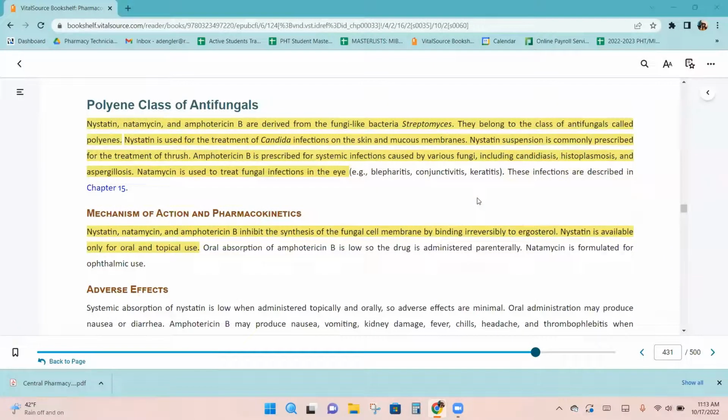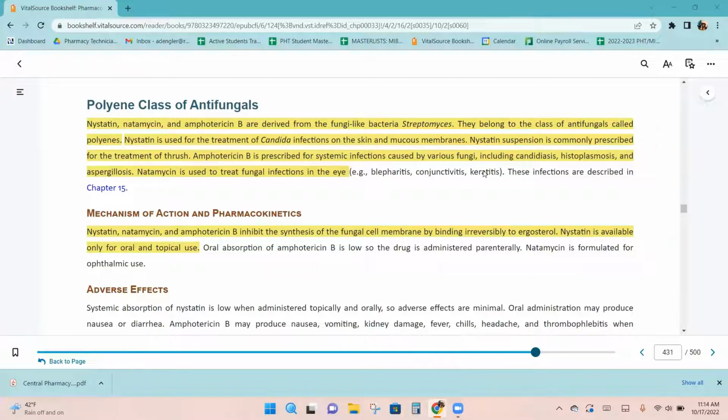Nystatin, natamycin, and amphotericin B are derived from the fungi-like bacteria Streptomyces. They belong to the class of antifungals called polyenes. Nystatin is used for the treatment of Candida infections on the skin and mucous membrane. Nystatin suspension is commonly prescribed for the treatment of thrush.